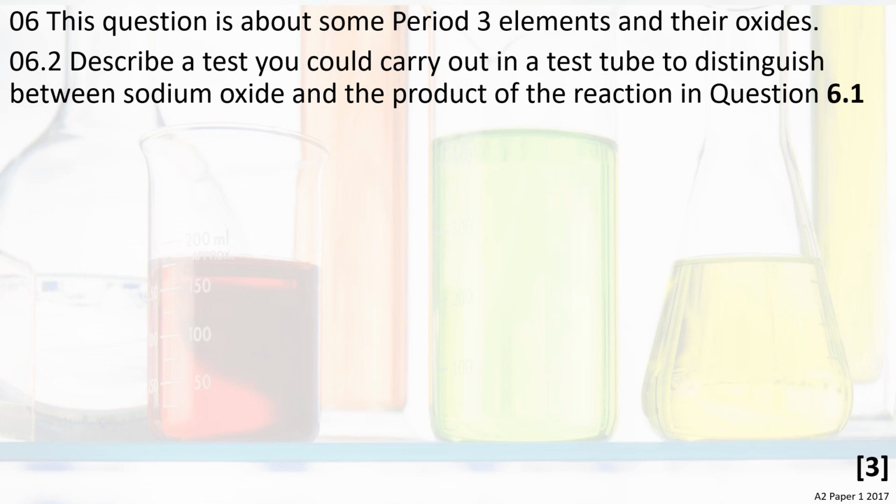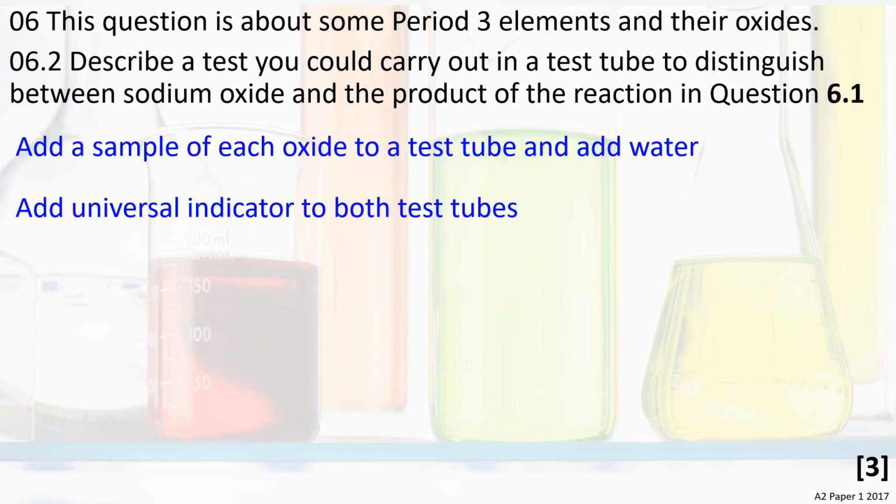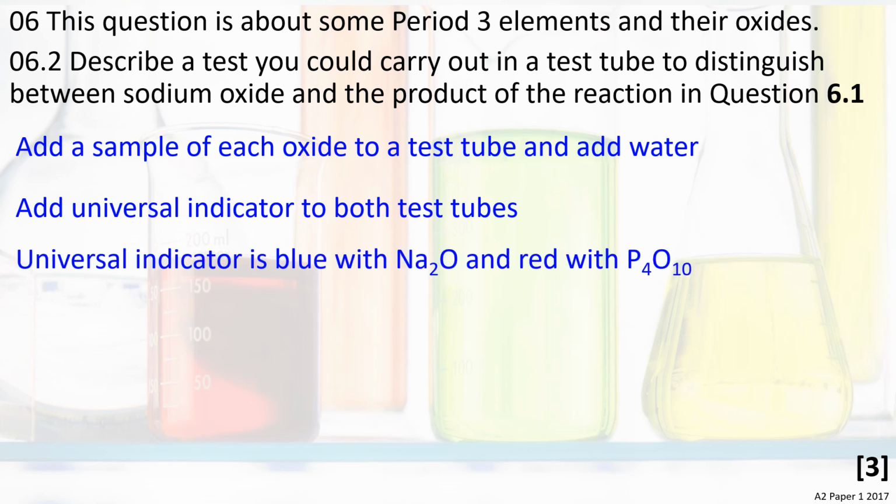We can tell the oxides apart by adding water and testing with universal indicator. The basic solution formed with Na2O will turn universal indicator blue. The acidic solution formed with P4O10 will turn universal indicator red.